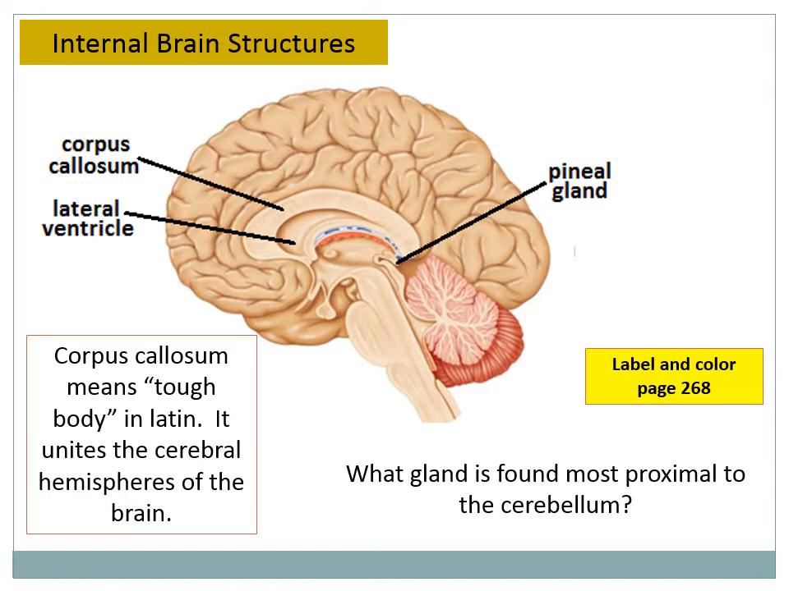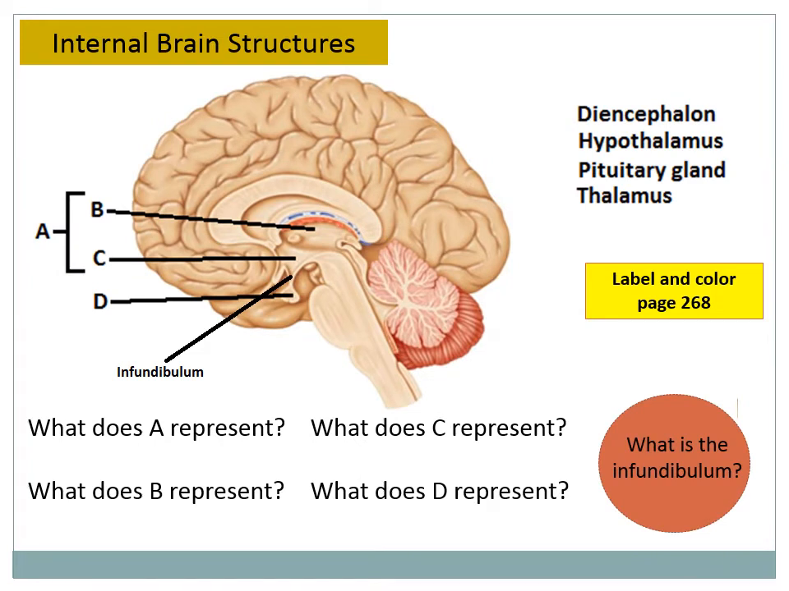Looking here, we see that there's a gland. So what gland is found most proximal to the cerebellum? Yep, the pineal gland is found most proximal to our cerebellum. It is important for helping us sleep, which we will get to when we get to that endocrine chapter, which isn't too far away.